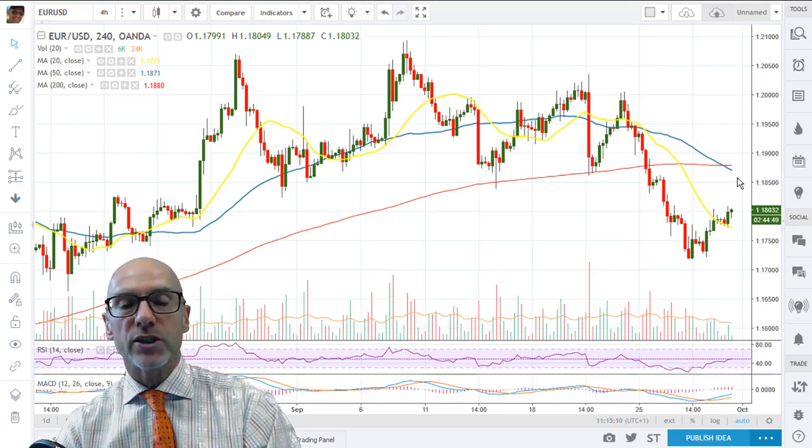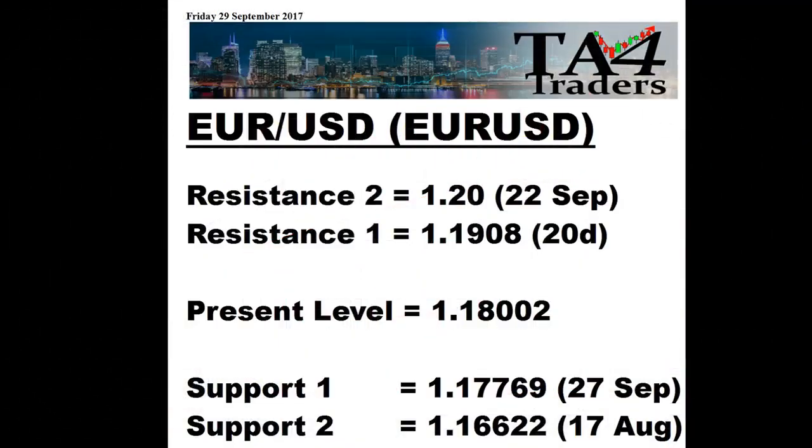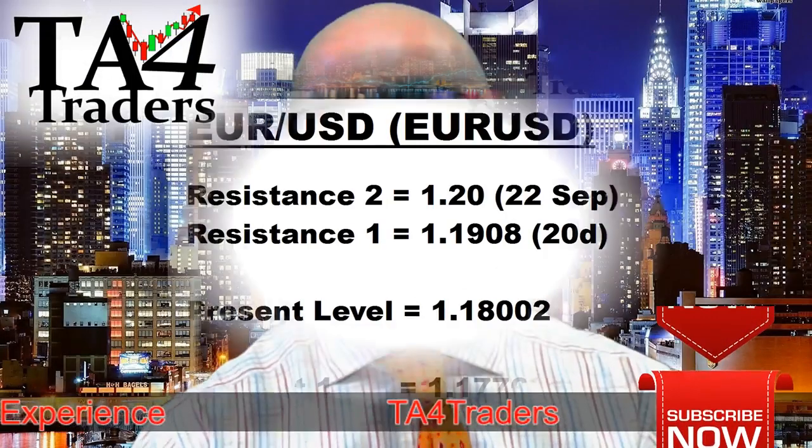Looking at the resistance levels, 20 days at 119.08, and then there's the high of 22nd of September at 120. Big number syndrome would come into effect there. On the supports, the low of a couple of days ago at 117.769, and then the low of 17th of August would also give support at 116.622.